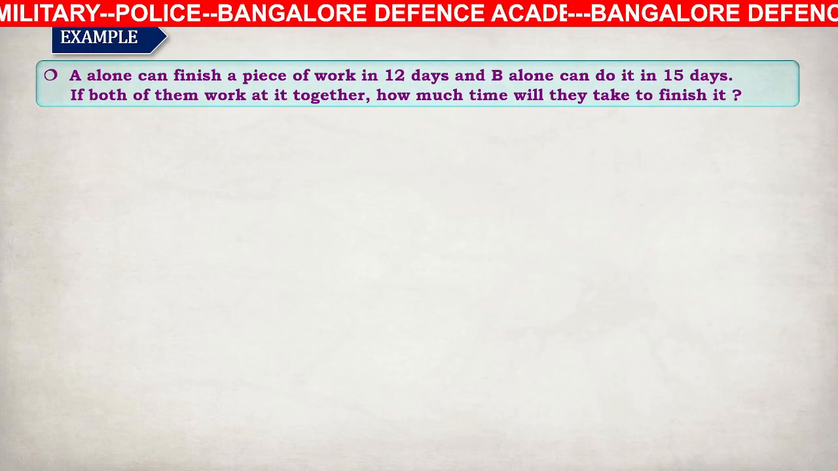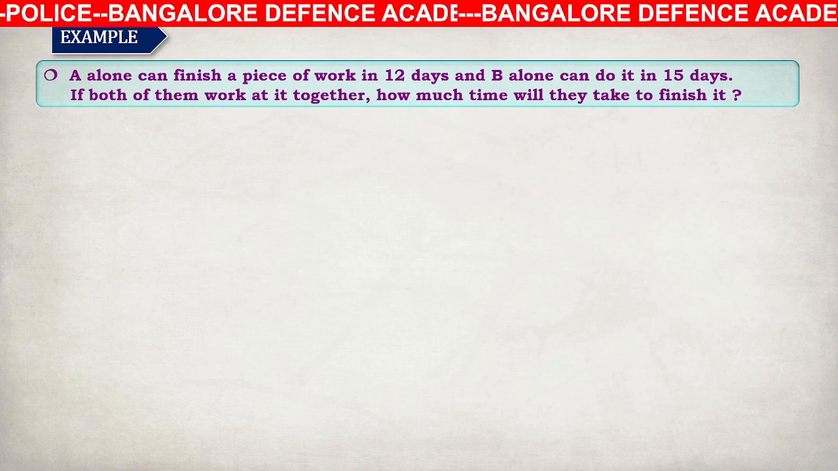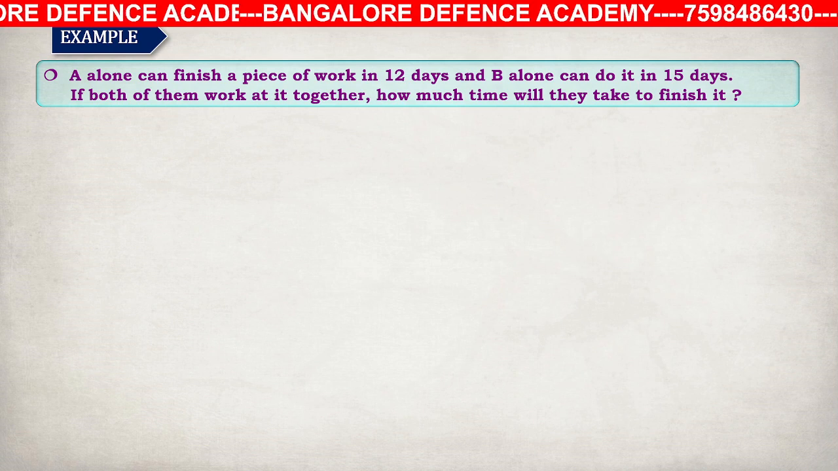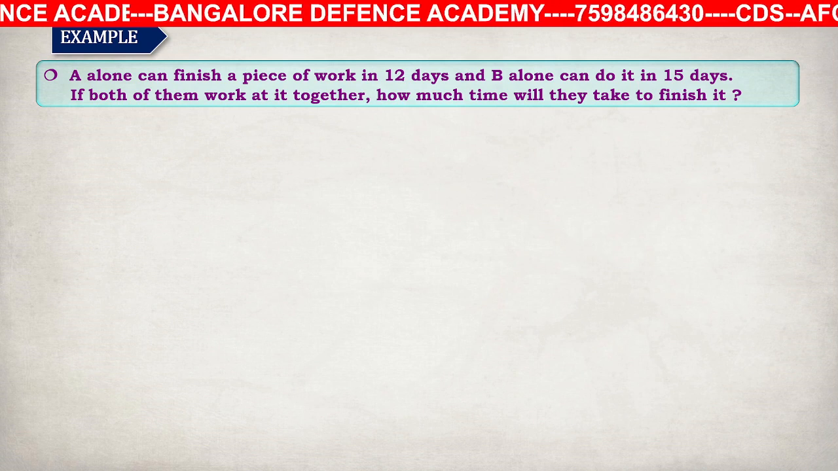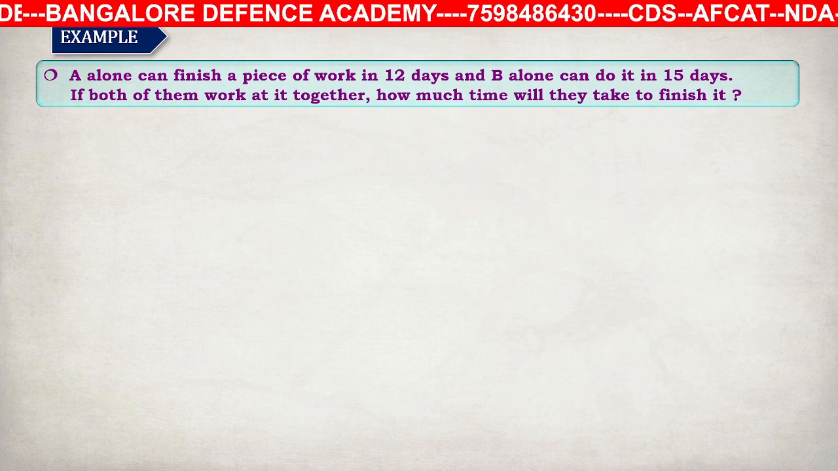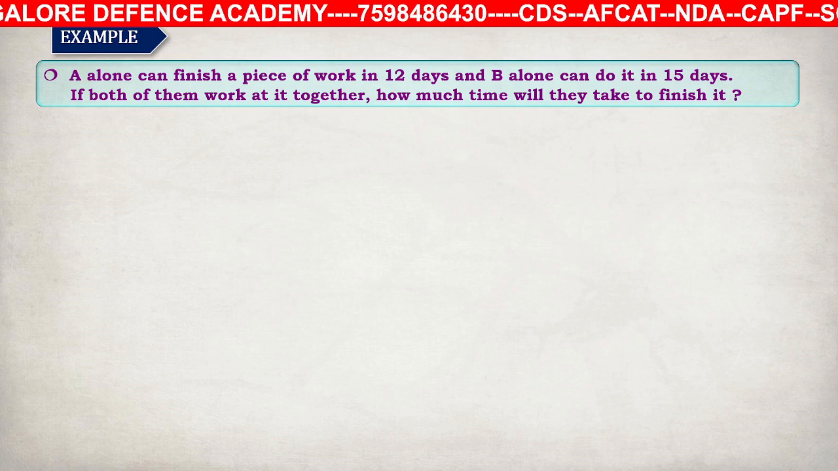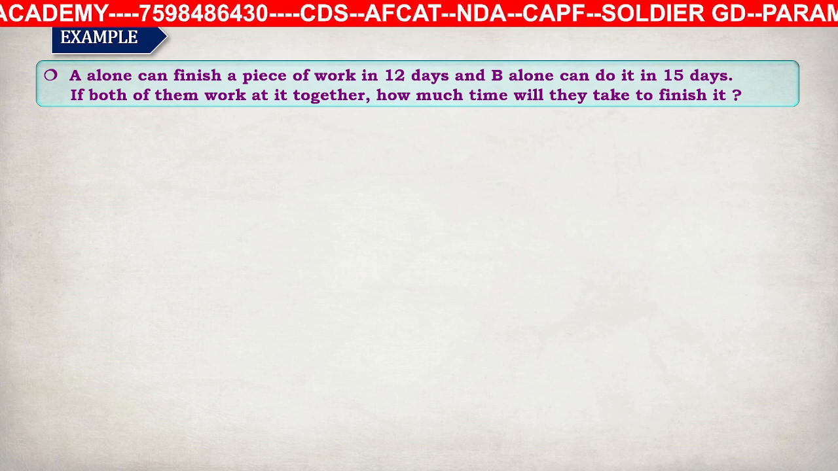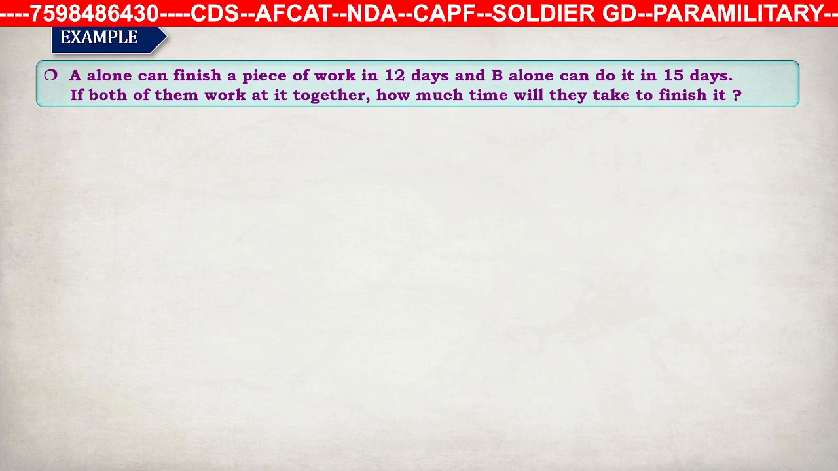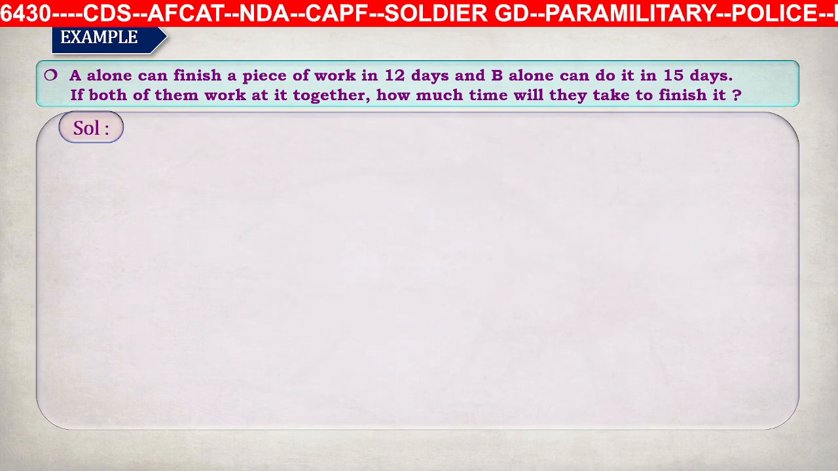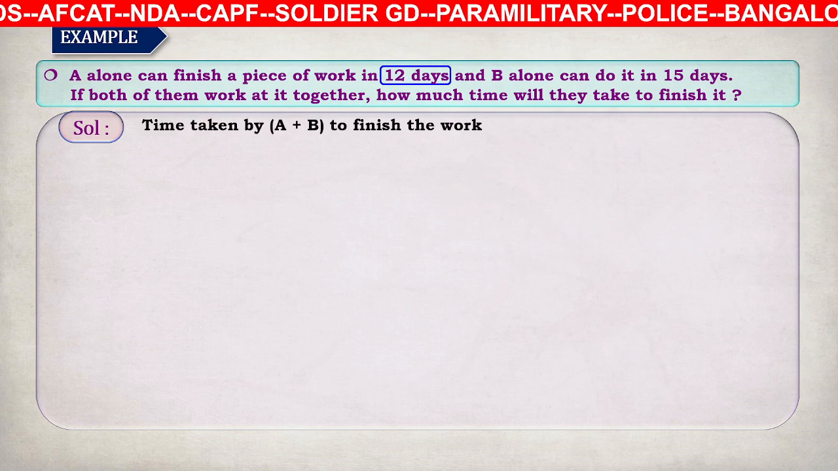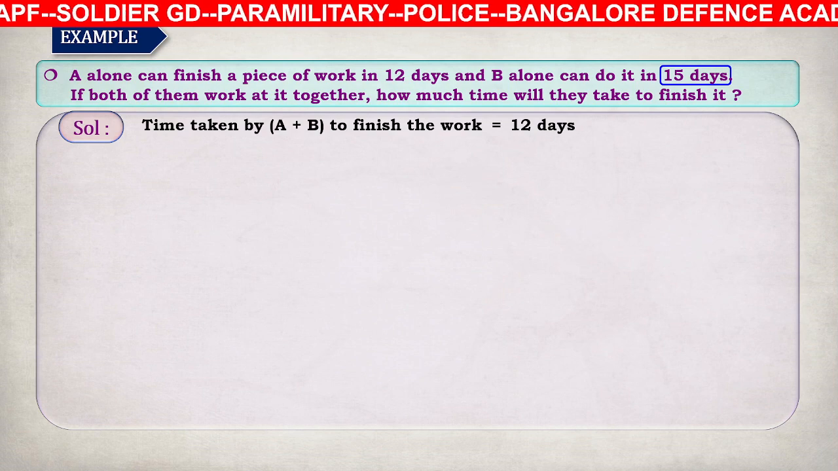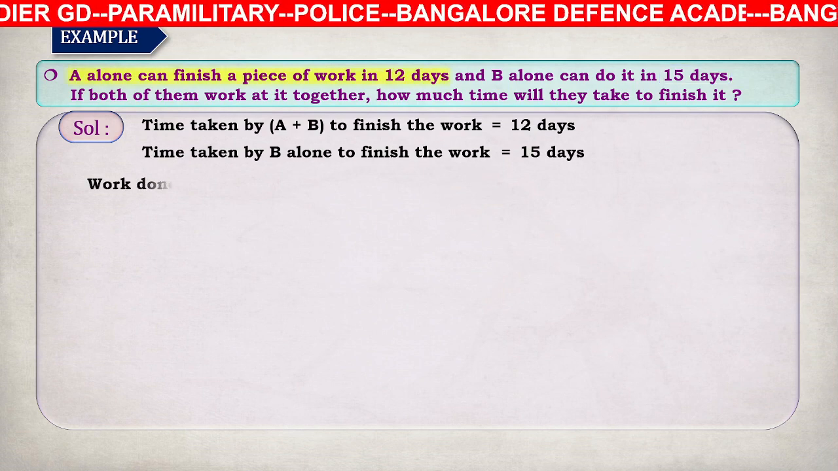Now let us try to solve a few basic questions here. A alone can finish a piece of work in 12 days. B alone can do it in 15 days. If both of them work at it together, how much time will they take to finish it? A can do it in 12 days, B can do it in 15 days. They both are joining together. Definitely they will take less number of days. We have to find in how many days A and B are going to do the work.